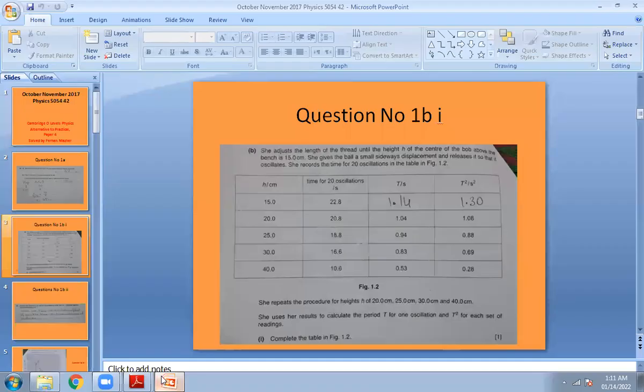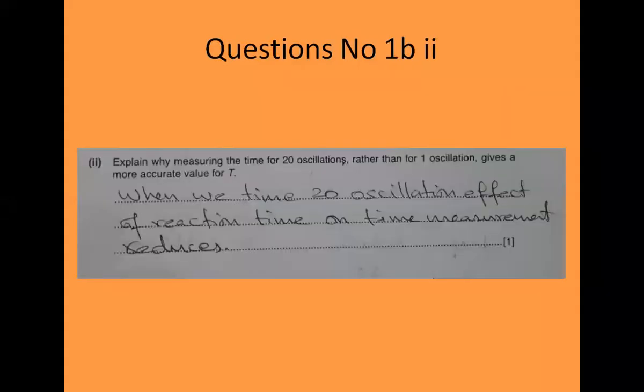So let me show you my answer. I have tried to write this answer: when we time 20 oscillations, the effect of reaction time on the time measurement reduces. Hopefully you understand.